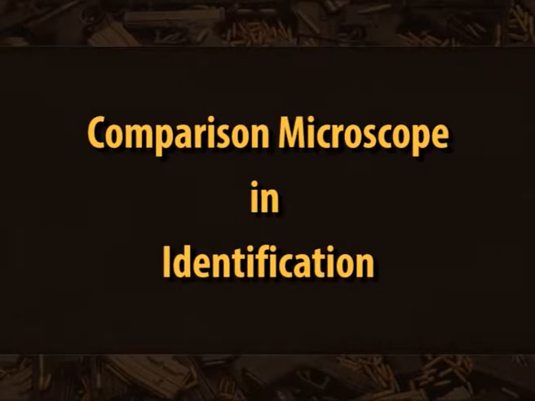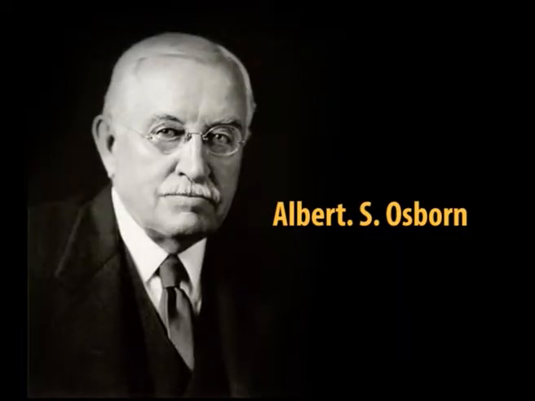Now, the comparison microscope in identification and its use. The comparison microscope is probably the most important and the most widely used scientific instrument in a modern crime laboratory. The first comparison microscope to be used in the field of criminology was a very crude instrument compared to highly developed instruments now available. It was designed by Albert S. Osborne for application in the field of document examination.